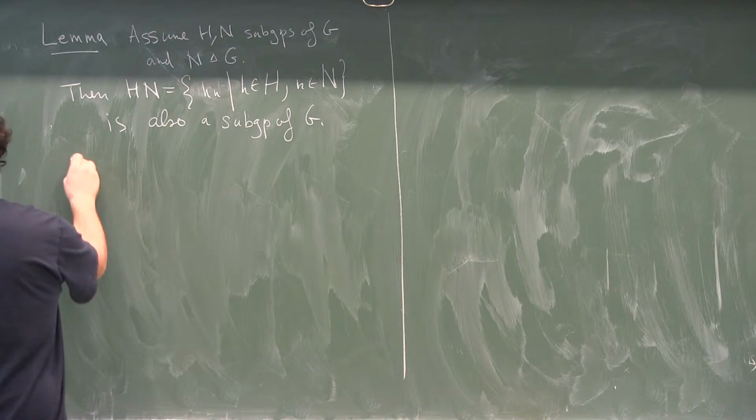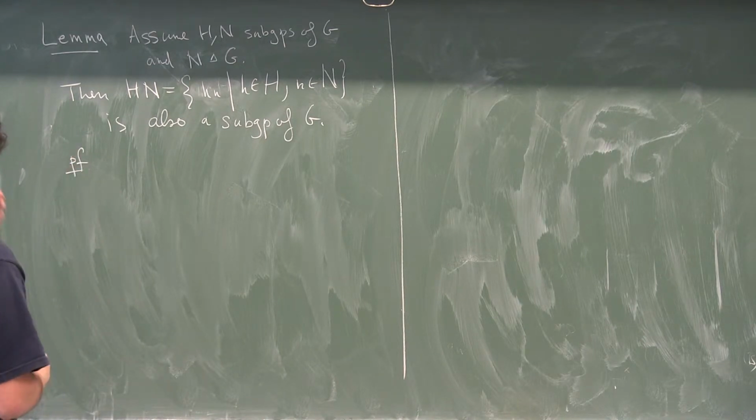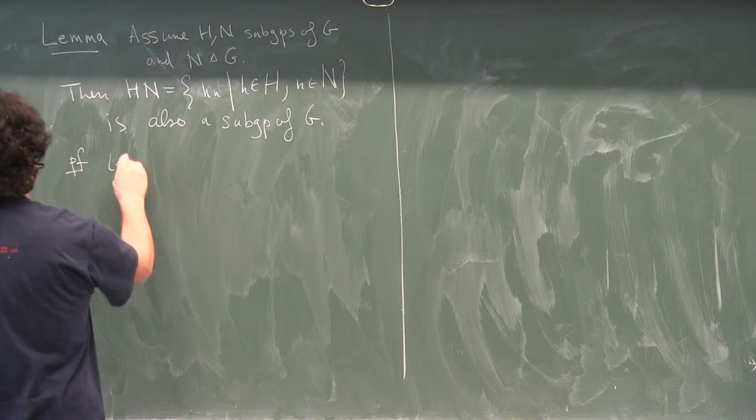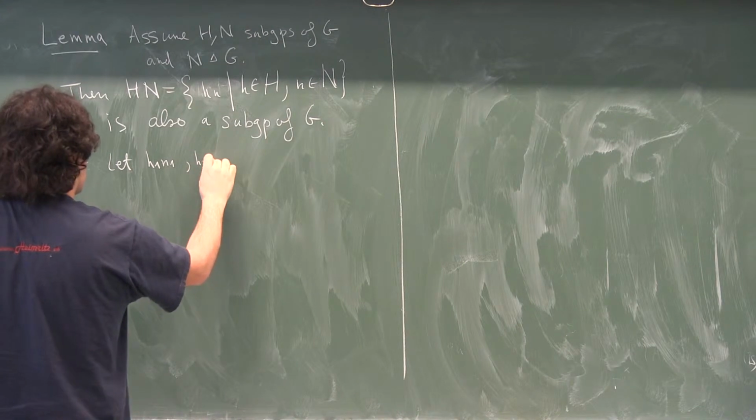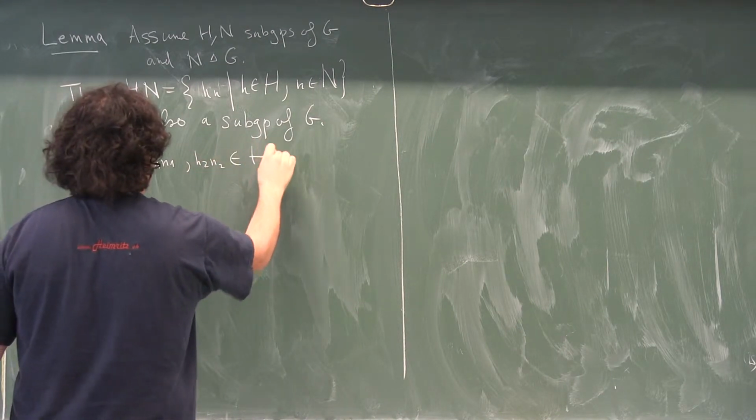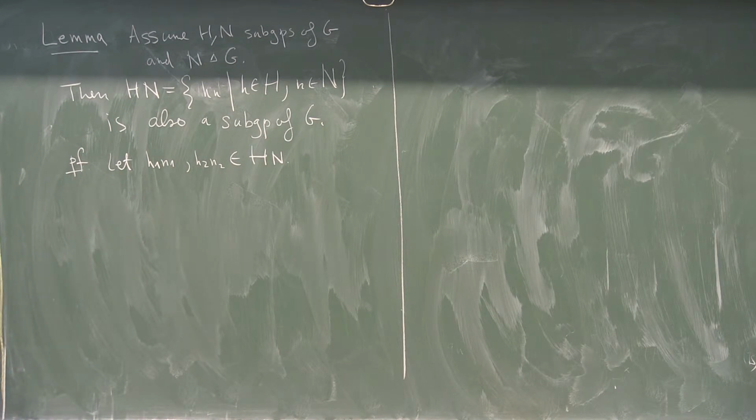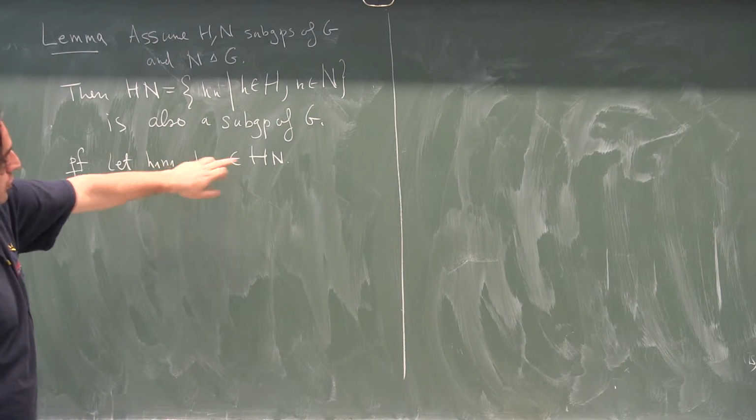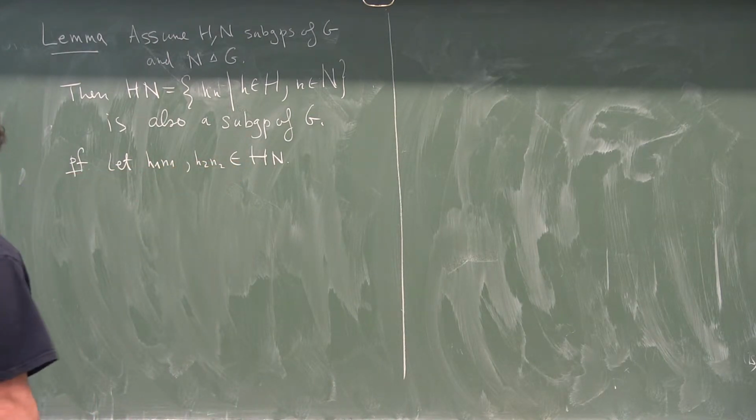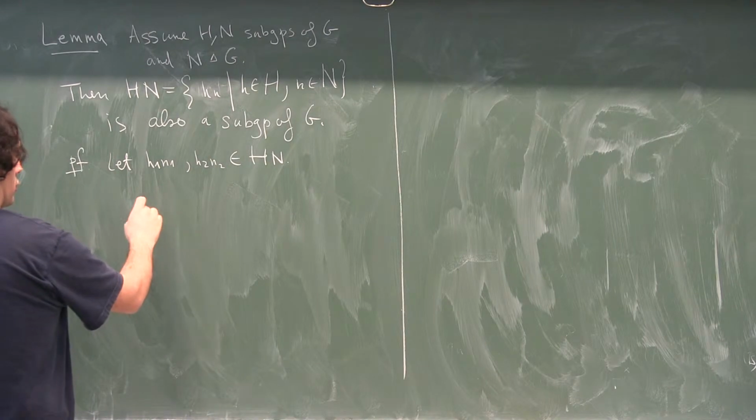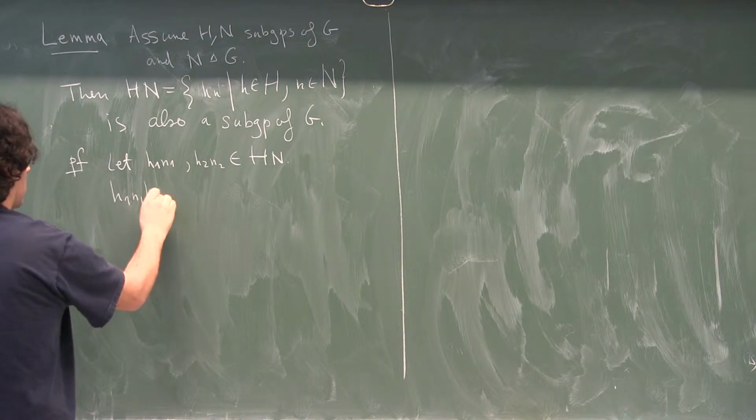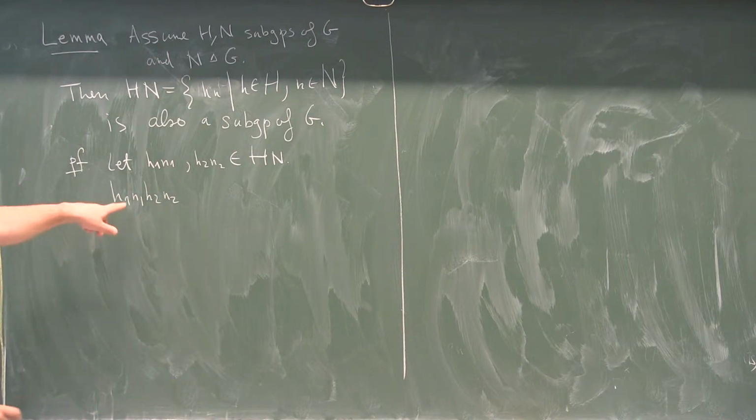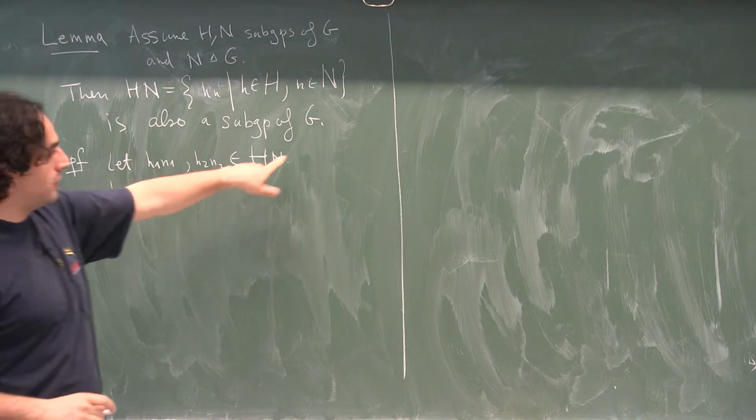Okay, so how is this lemma proved? Well, I take h1, n1, and h2, n2 in HN. That's what two elements in H times N look like. So h1 and h2 are in H, and n1 and n2 are in N. And now we want to show that h1 n1 h2 n2 is also an element of H times an element of N.